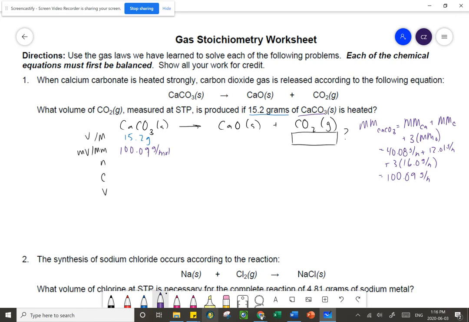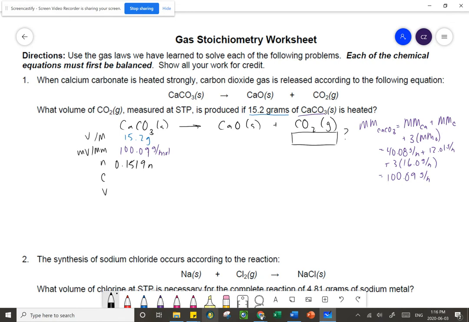Okay. So we know that if we're going down, we need to divide. So 15.2 divided by 100.09 is going to give us a number of moles. So it's going to be 0.1519 moles.